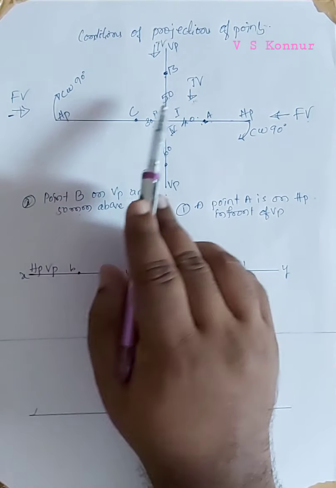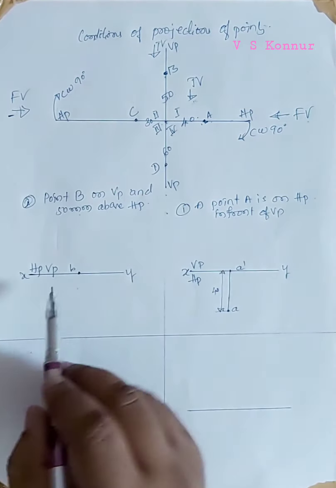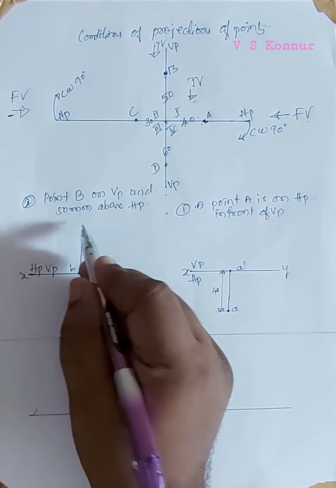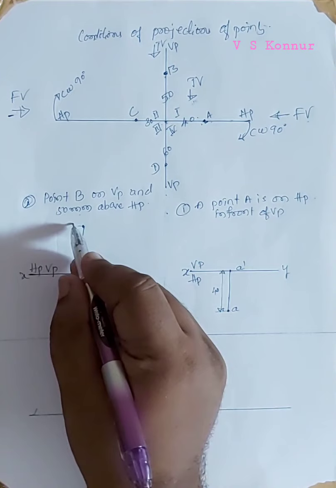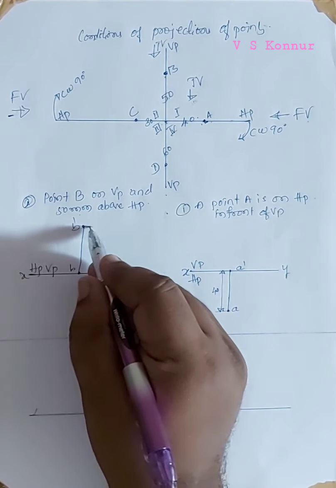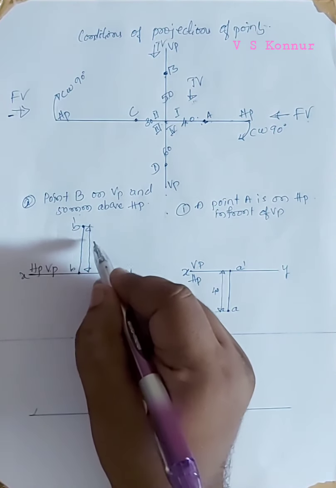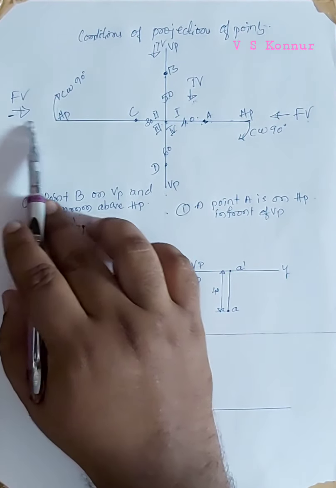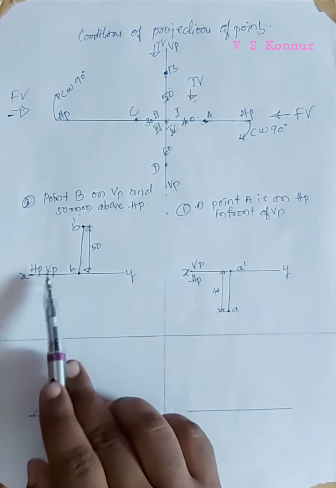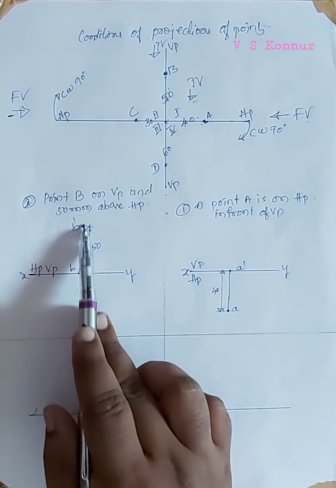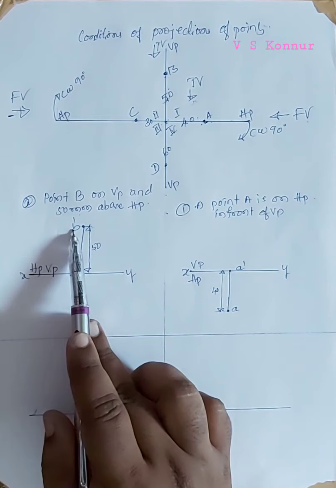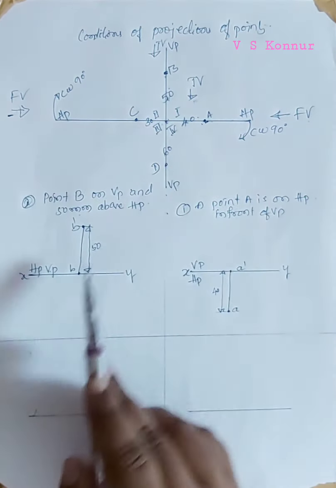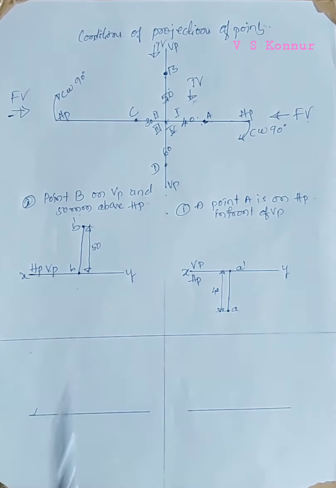When you are viewing from the front side, 50 mm is on VP. So VP is above XY line. So take 50 mm distance here, and it is indicated by B dash because it is a front view. Because from the top view, point B is projecting at the intersection, the top view is indicated without dash.